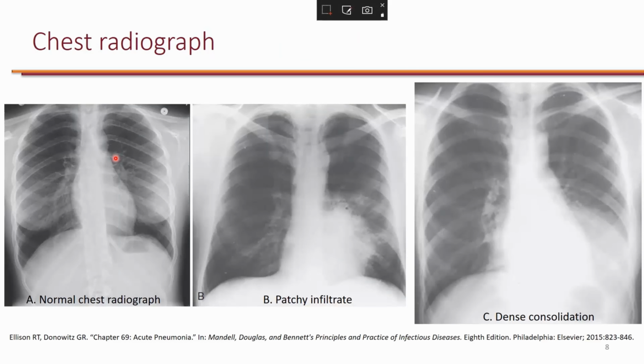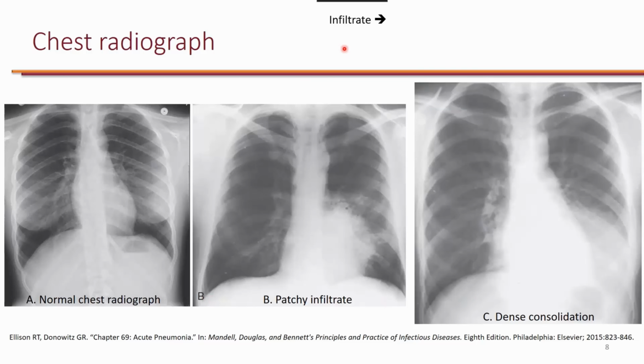Now let's take a look at chest radiograph, also known as chest X-ray. When we look at the film in a normal chest radiograph, it's supposed to be clear. So generally speaking, it's clear. The lungs are clear. You can see the heart, and you can see the diaphragm. Now, when there are things in the lung, what we see on the film is increased opacity, which we call infiltrate.